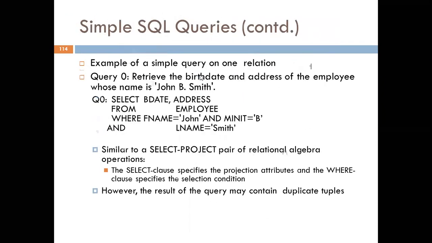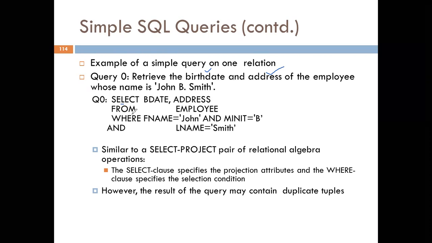So now what we'll write is a select statement followed by the list of attributes we need. What are the attributes we need? Birth date and address. So we'll write B date and address. Depending on how this particular attribute is defined in the table, the same name we need to mention over here. So the attribute names are B date, address. Only two attributes are required.